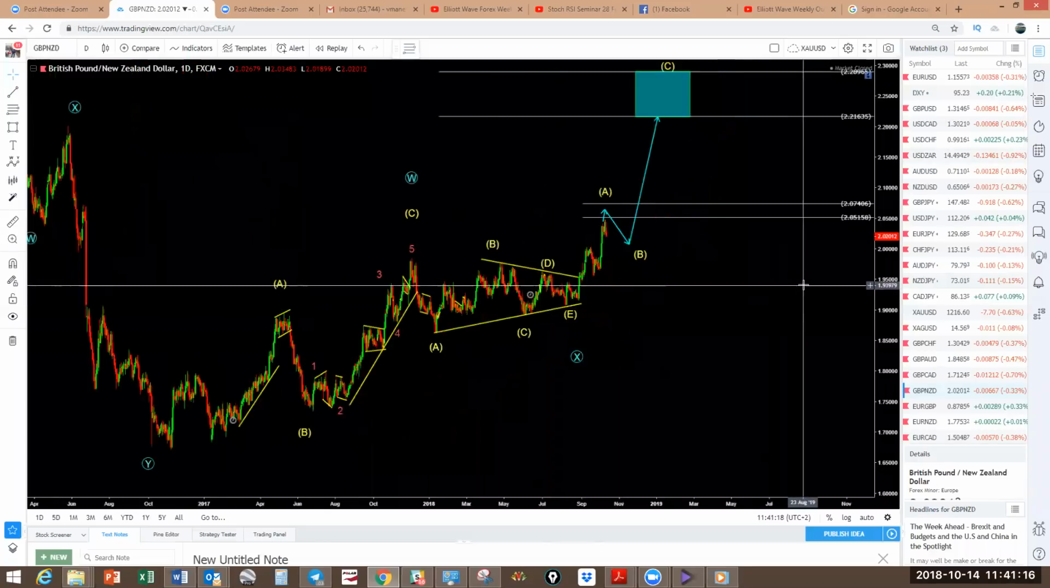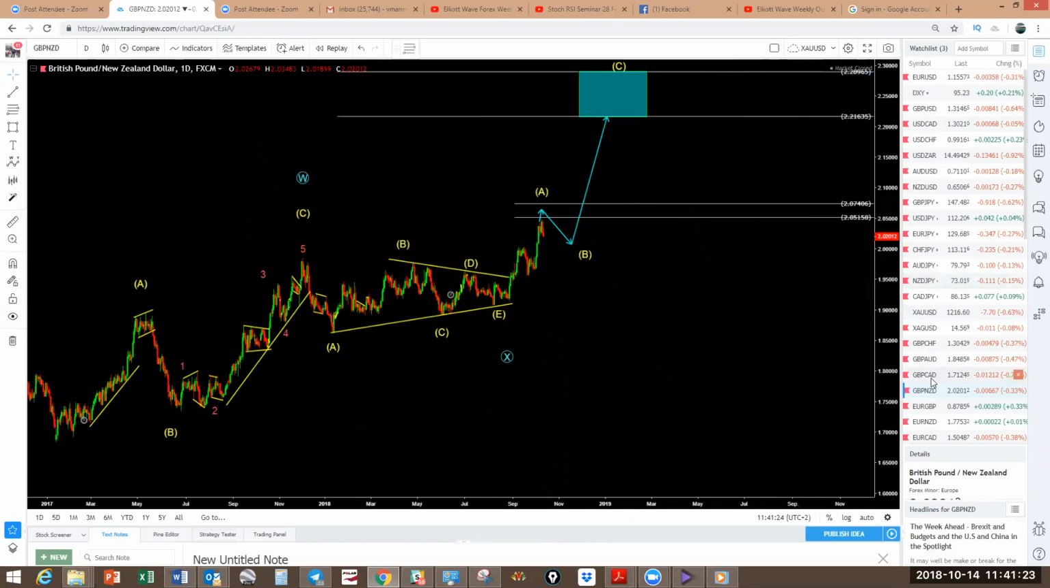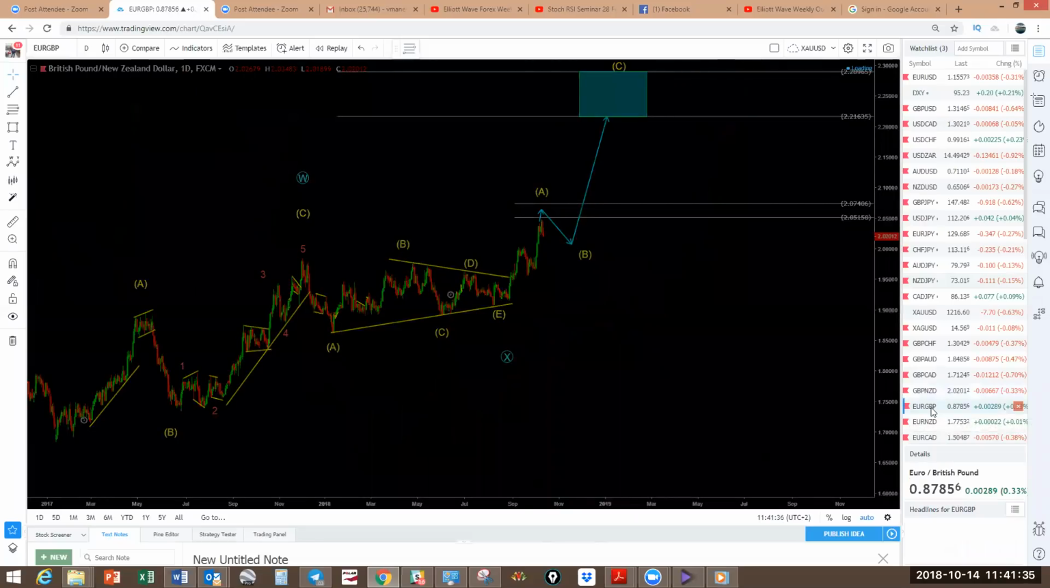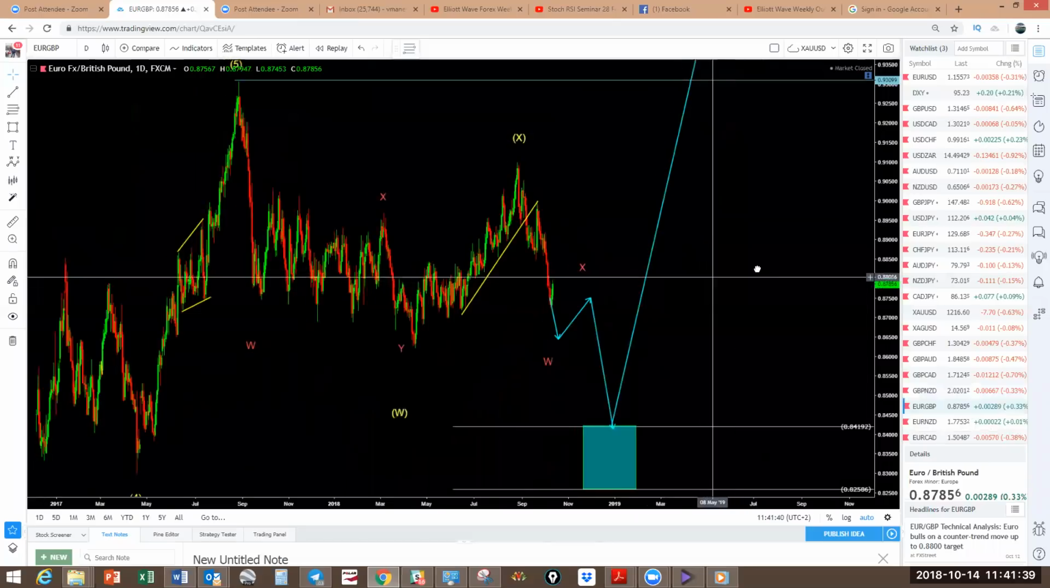Well, it's different pairs. You've got Audi, you've got New Zealand. They can't be exactly the same. Right, so let's go to pound CAD, pound New Zealand. We've discussed all the pound pairs. Let's start with the euro pairs. I think we've done all the pound pairs. Let's look at the euro pairs. Running a bit of time behind now.